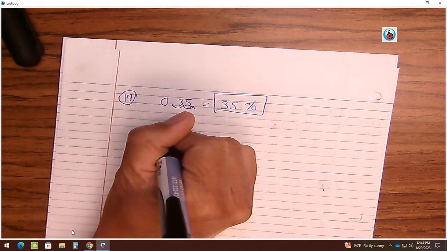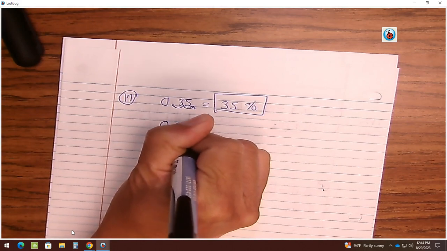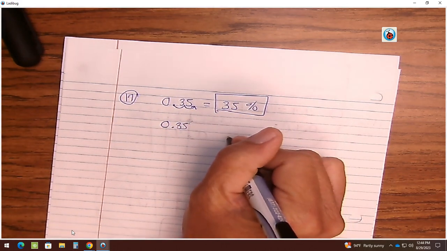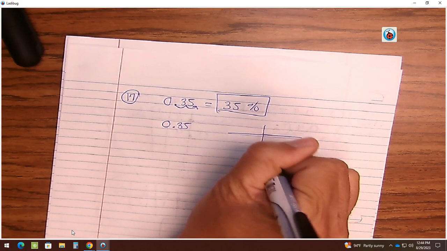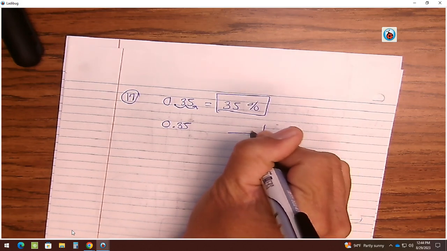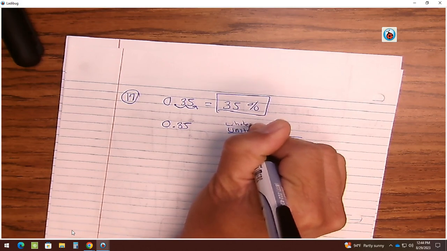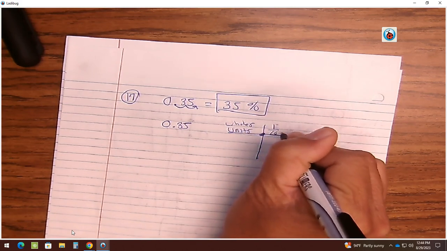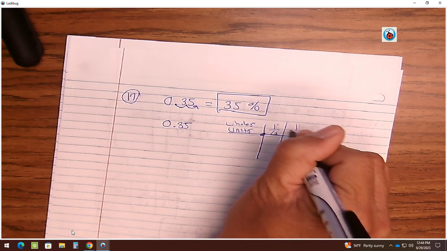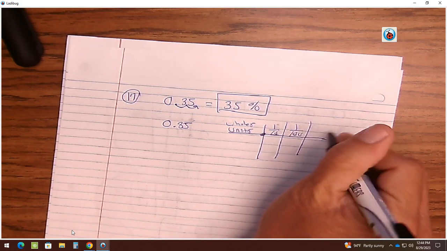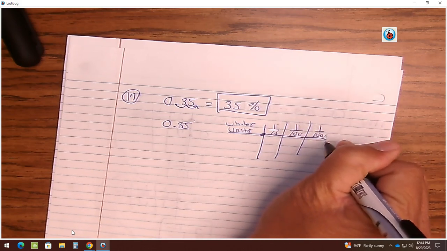Now I'm going to change it to fractions. 0.35 by using a place value chart. Anytime you're going to change to fraction, place value chart. So we have units, which are your wholes. We have 10, cut into 10 parts. 100, cut into 100 parts. Thousands, cut into 1,000 parts.